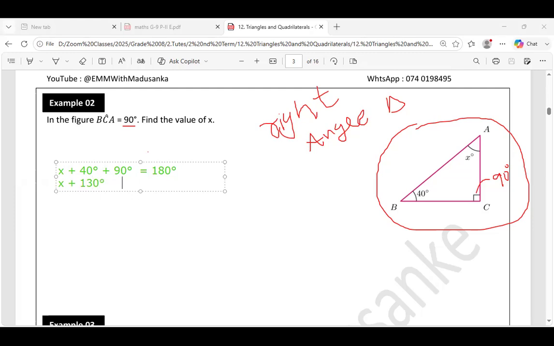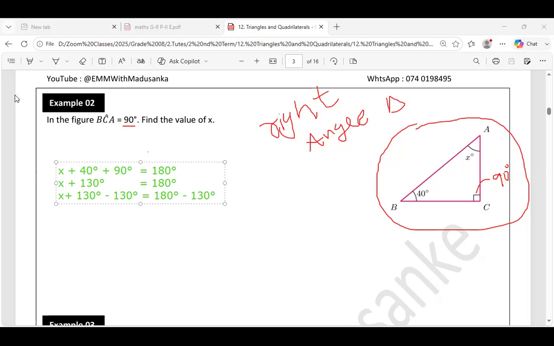Equal mark 180 degrees. Then what are you going to do in order to find the value of x? You are going to subtract 130 from both sides. You need to remove this 130, so x plus 130 minus 130. You are going to do the same thing for the right hand side as well: 180 degrees minus 130 degrees.